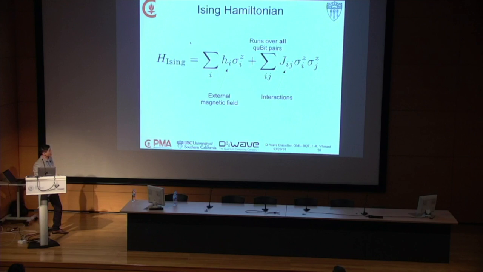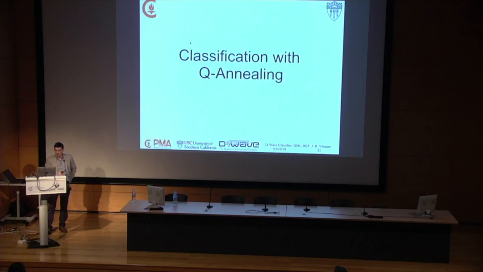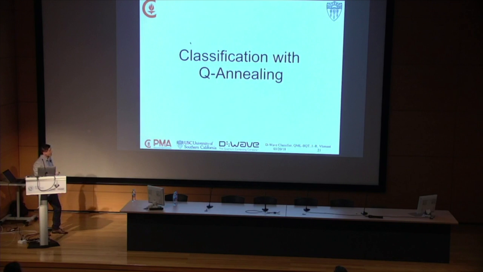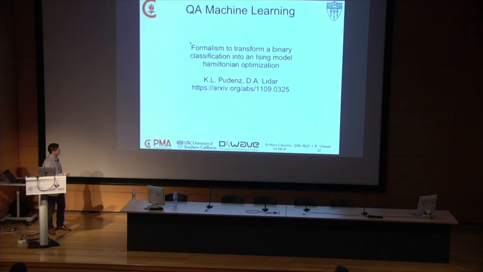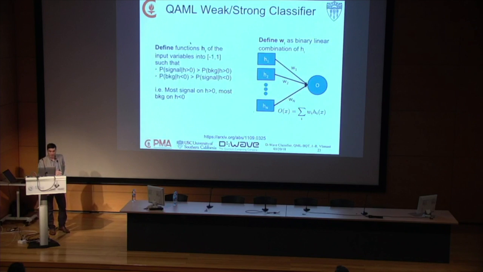Now, with this embedding, we can run an Ising model over all the qubit pairs that we want, and this is with only 40 qubits. Now, the classification with quantum annealing that was developed by those two guys is the method that we've used in this work, and I'm just going to go through the math quickly.